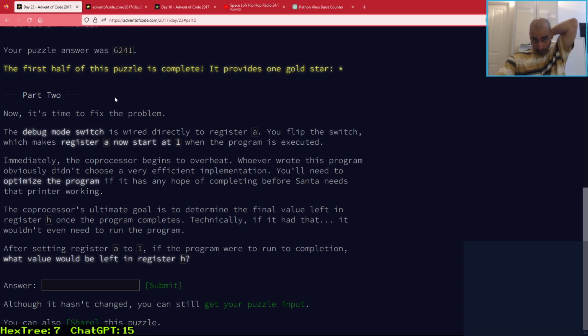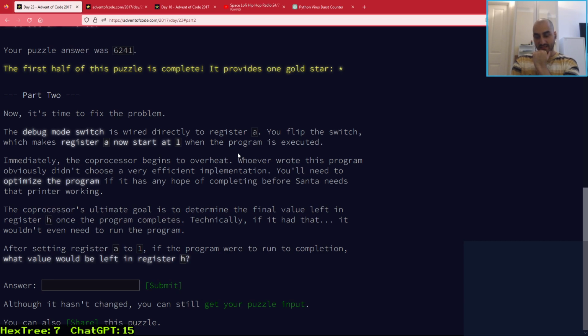Alright, part 2. Now it's time to fix the problem. The debug mode switch is wired directly to register A. You flip the switch, which makes register A now start at 1 when the program is executed. Immediately, the coprocessor begins to overheat. Whoever wrote this program obviously didn't choose a very efficient implementation. You'll need to optimize the program if it has any hope of completing while Santa needs that printer working.